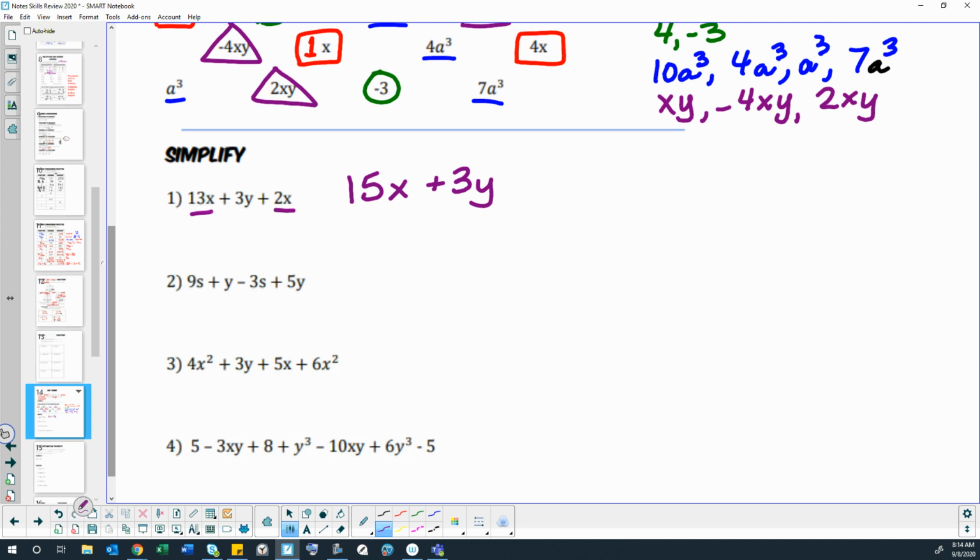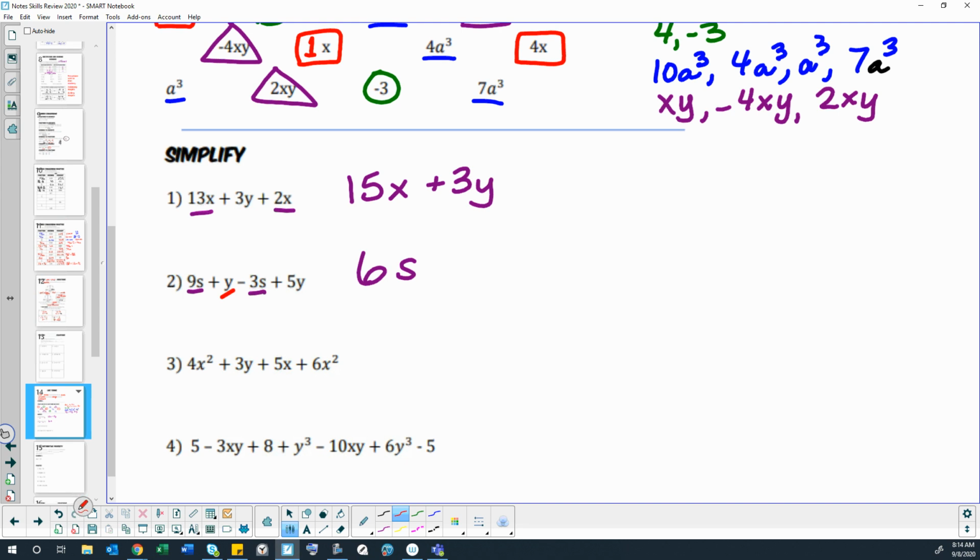So let's look at the next one. We have s's and y's. S comes before y, so let's look at our s's first. We have a 9s and a negative 3s. So we're going to take 9s minus 3s, which gives us what? 9s minus 3s. Yep, good job. 6s.